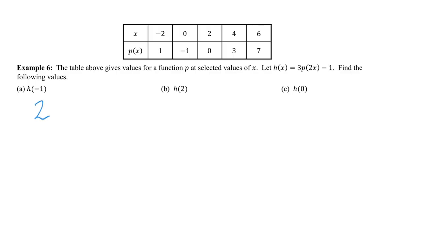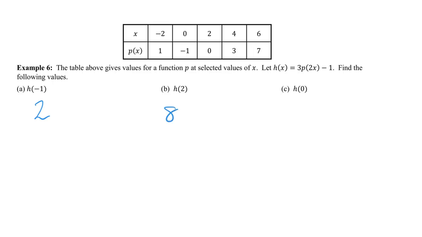Okay? Let's try b. I'm going to put 2 in for x. Well, 2 times 2 is 4. So I want to do p of 4. So I'm going to come up here. Well, where is my input? 4. There it is. My output was 3. So this p of 2x becomes 3. I'm going to do 3 times 3, 9, minus 1 is 8.